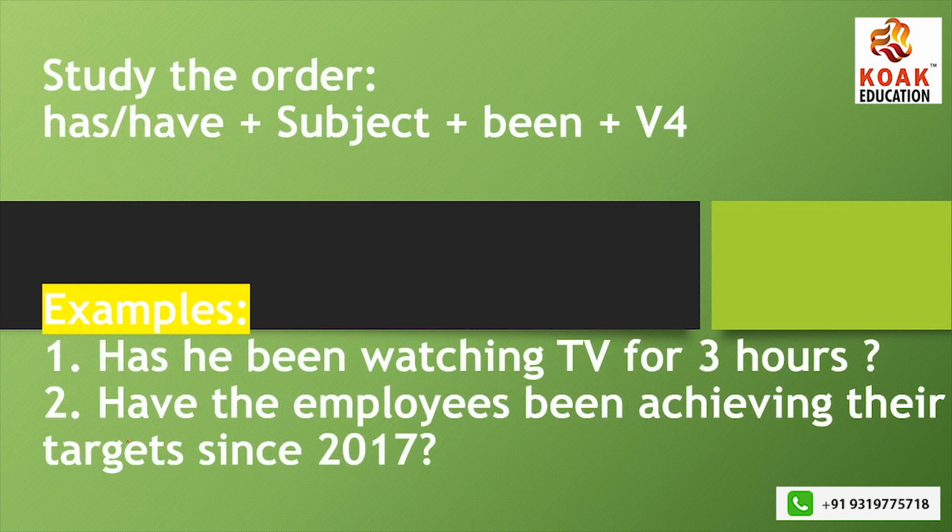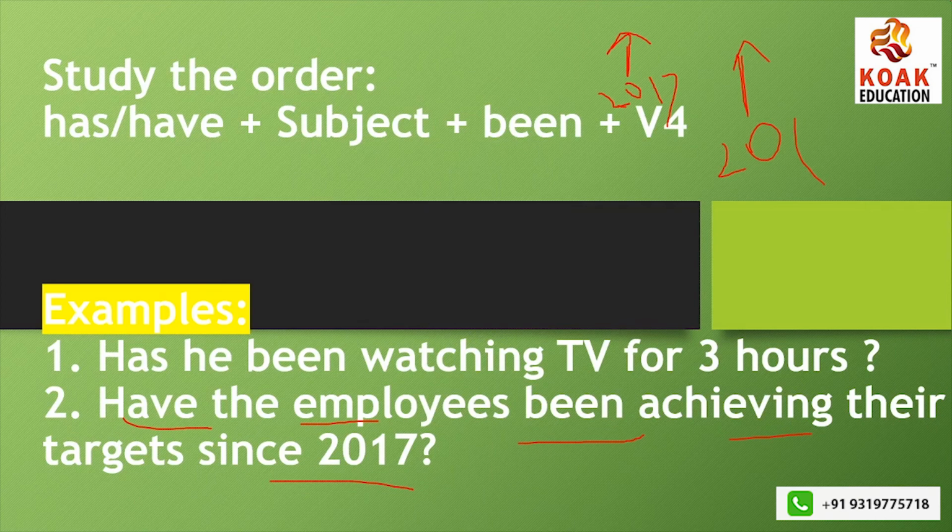Another example that we have is this. Have the employees been achieving their targets since 2017? Now, let's say the manager is worried. Your manager wants to know whether the employees of my organization, or the other employees, have been achieving the targets or not. So he's asking, have the employees been achieving their targets since 2017? Means from 2017 till now. See, this is past, no? This is 2017. And we are in 2019.